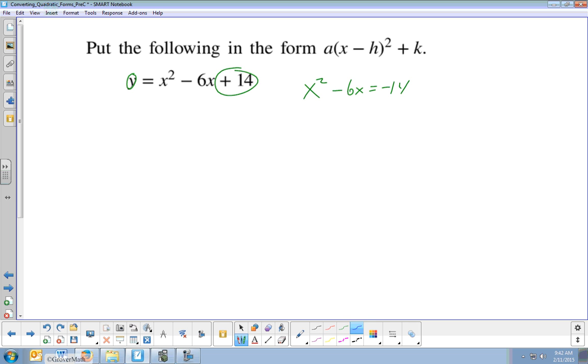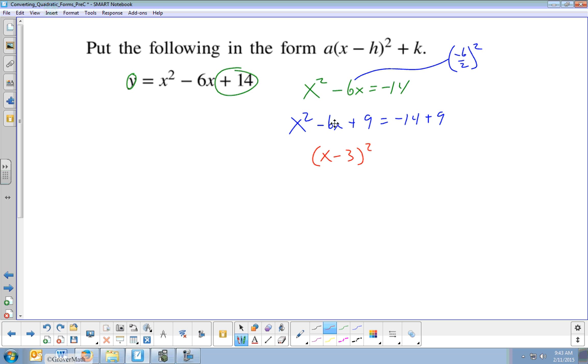Then we have the b divided by 2 squared step, so we are going to add 9 to both sides because that is your negative 6 divided by 2, and that'd be negative 3, and that squares to positive 9. So we add 9 to both sides, keeping our equation balanced. Then we get the factoring step, and this particular one would be x minus 3 squared.